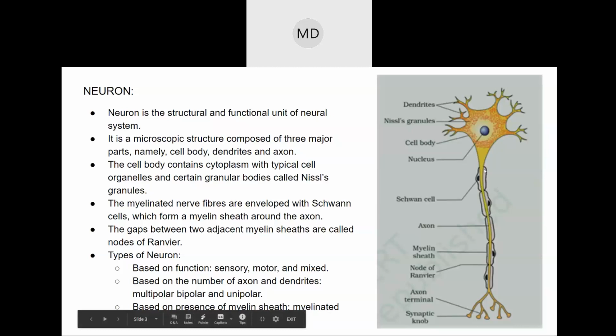So based on whether the myelin sheath is present or not, neurons are of two types: myelinated and non-myelinated. Myelinated neurons will have myelin sheaths and non-myelinated will not. Is it clear? Then next is based on the number of axons and dendrites. Based on that, again, neurons are of three types: multipolar, bipolar and unipolar.